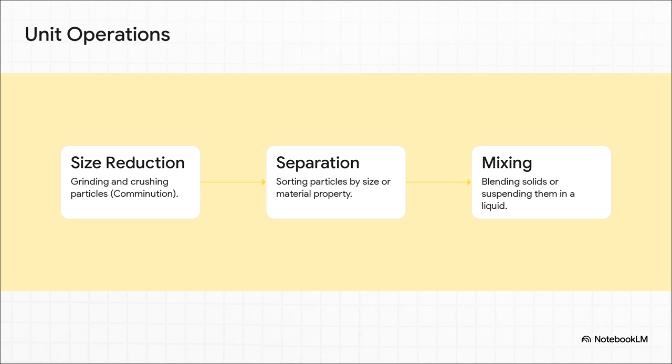First, you've got size reduction, or comminution, if you want to sound fancy, which is just a cool word for crushing and grinding. Hey, that's our coffee beans. Then there's separation, sorting particles. That's our vacuum cleaner, using a cyclone to literally separate dust particles from the air.